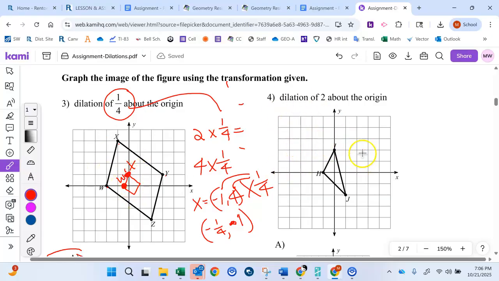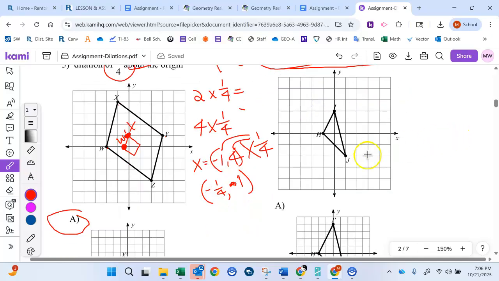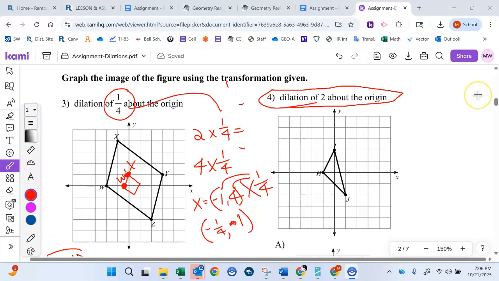Now let's try number 4. I want you to try it by yourself. It's a dilation of 2, and then come back and check your answer, okay? Okay, again, so this is a dilation of 2.